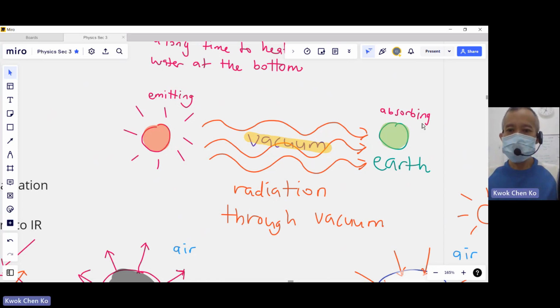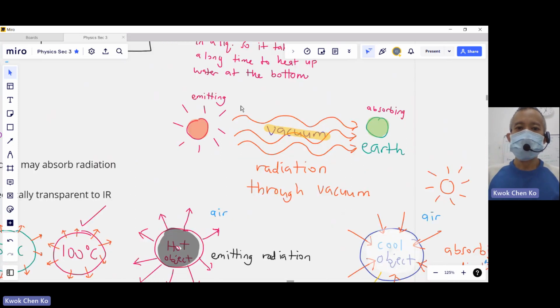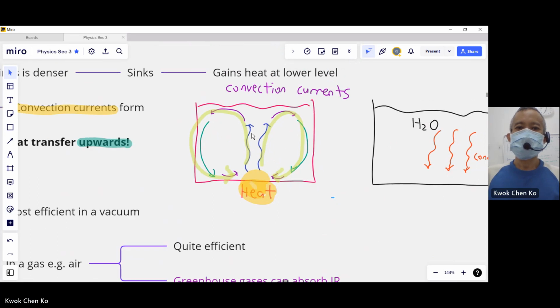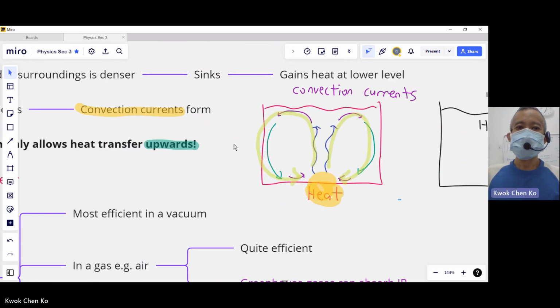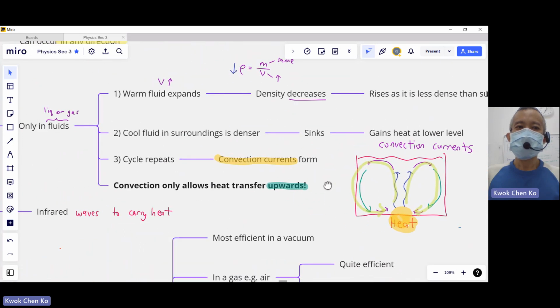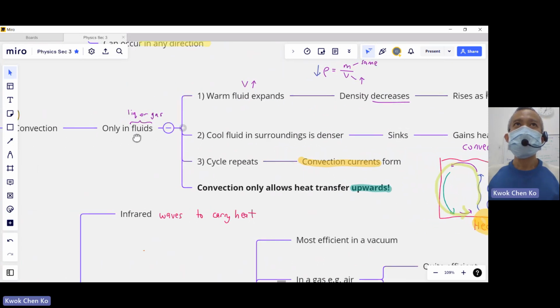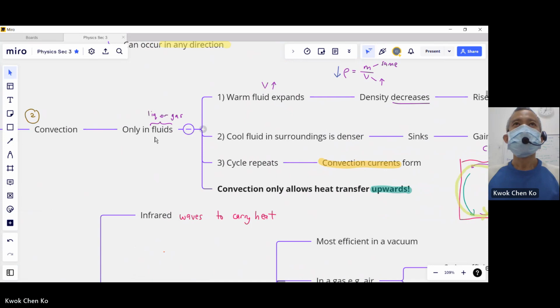Now, what else do I need to tell you? Let's go to your favorite one. Let's start from the beginning. You need to write a long story. Now, first thing, convection only in fluids. No vacuum, no solid.